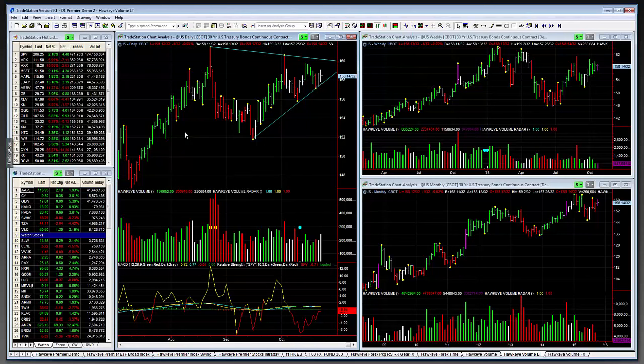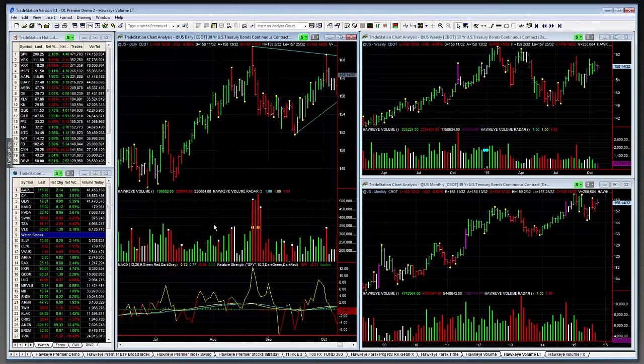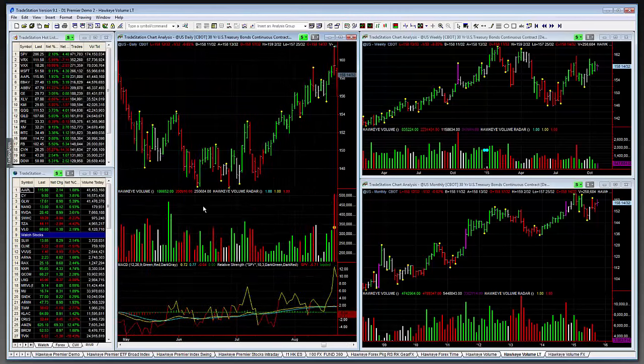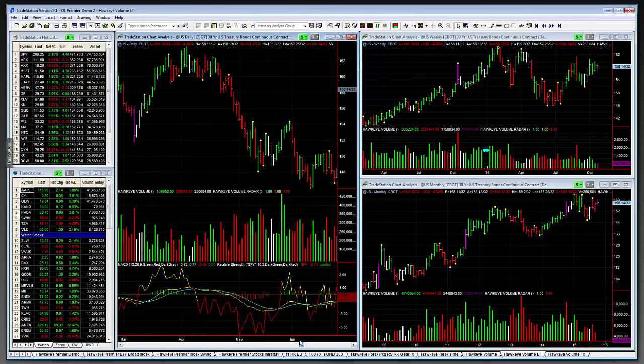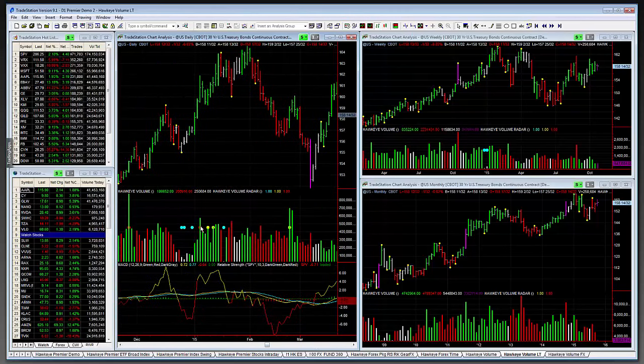No. What is the volume radar? The volume radar are the small dots that you see right here on the screen. They show significant volume events. The yellow show very high volume. Red shows ultra high volume. Let's see if I can see any red ones here. Ultra high. There's one right there. There's an ultra high relative to the cyan, which is ultra low volume.